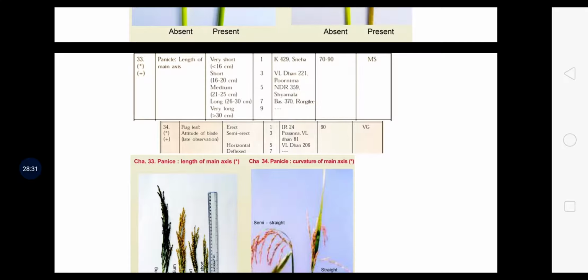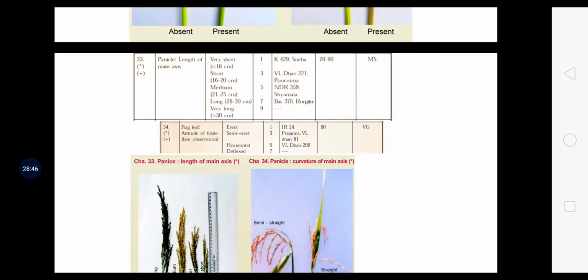Example for very short is K429 and Sneha. Short is Vyaldhan 221 and Purnima. Medium is NTR 359. Long is Basmati 370 and Rangali.